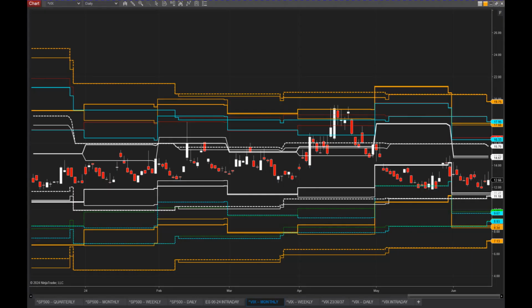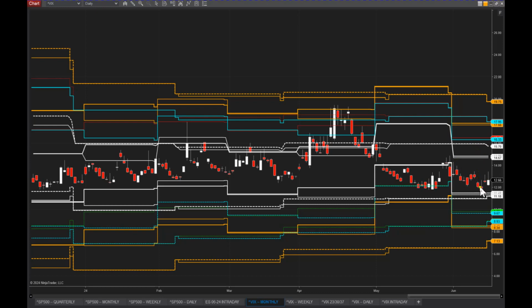It's the monthly, and you can see that the market likes the monthly levels. They break the one, it went right to the two, popped back to the one, popped up to the three, came back in, and here came down to the monthly two and stayed inside the monthly one. So we're still low volatility overall.